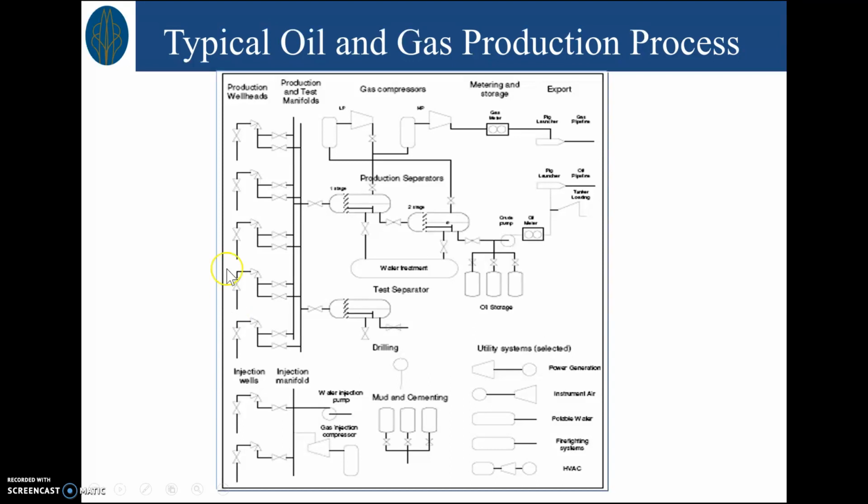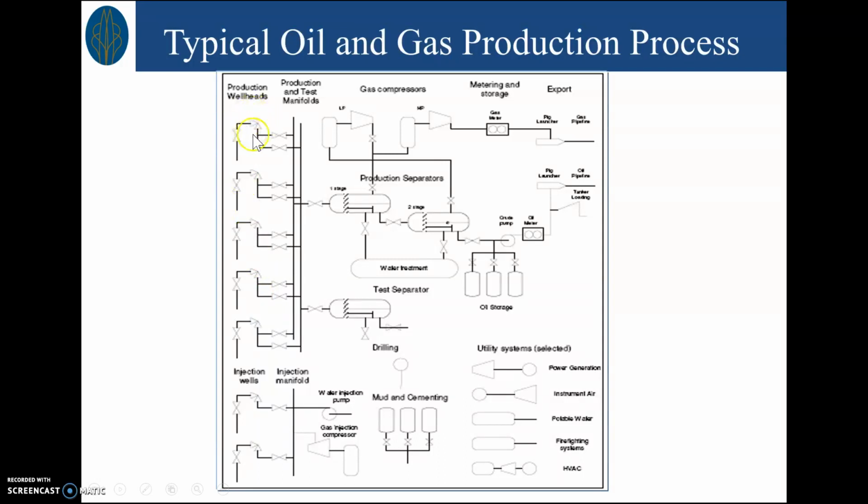Here the 5 producing wells are producing oil, or oil and gas. The produced fluids are flow streams composed of everything: oil, water, gas, and some contaminants like sand and non-organic material. All these mixtures come from the different wells. Here are the 5 wells, and the fluid leaves each well from the wellhead.